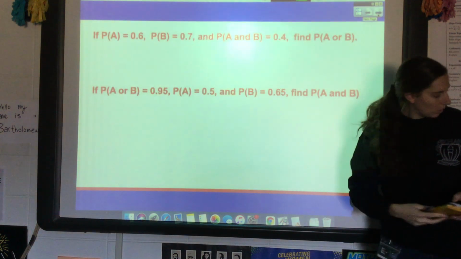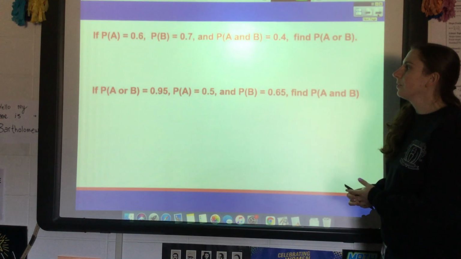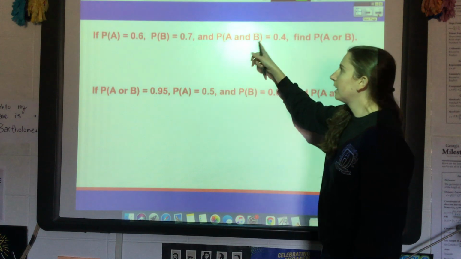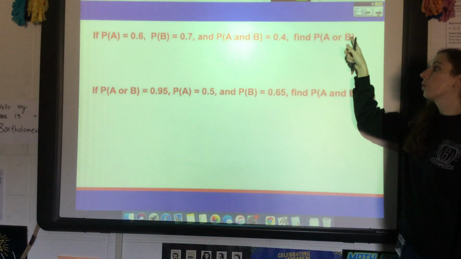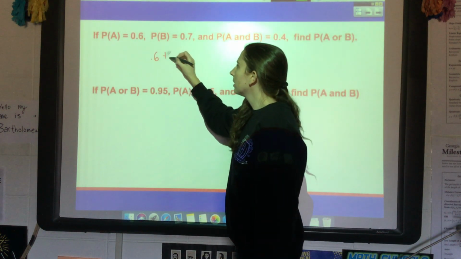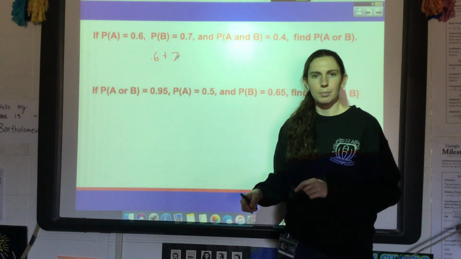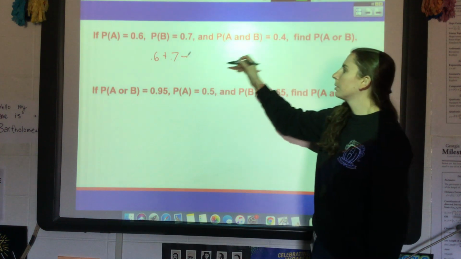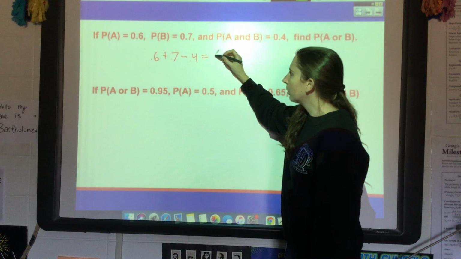All right, here's a couple of slightly more vague problems. Let's say the probability of A is this, the probability of B is this, and the probability of their intersection is this. I want to find the probability of A or B. So just follow the formula. Basically do 0.6 plus 0.7. Note that that's going to be over 100%, so I should automatically be suspicious of that. And then I have to subtract their overlap, 0.4. So that is 1.3 minus 0.4, so that's 0.9.